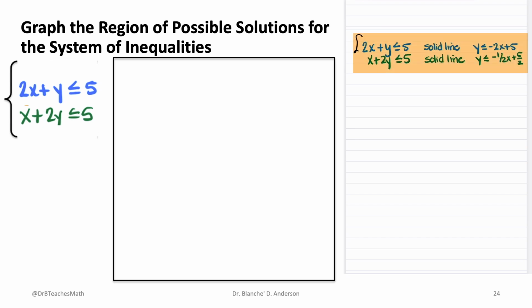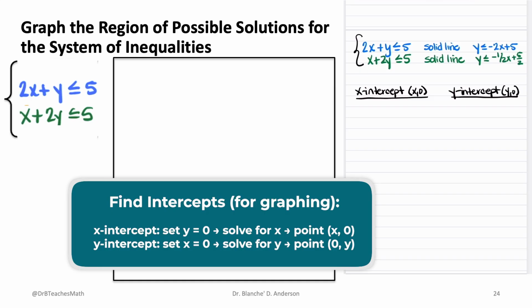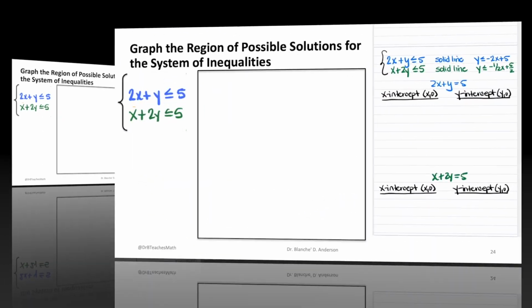So now, this is our system here. Let's find the x-intercept, because we need 2 points. And our y-intercept, you only need 2 points to draw the graph of the lines. So this will be for 2x plus y equals 5, and then we'll do it for the other equation.